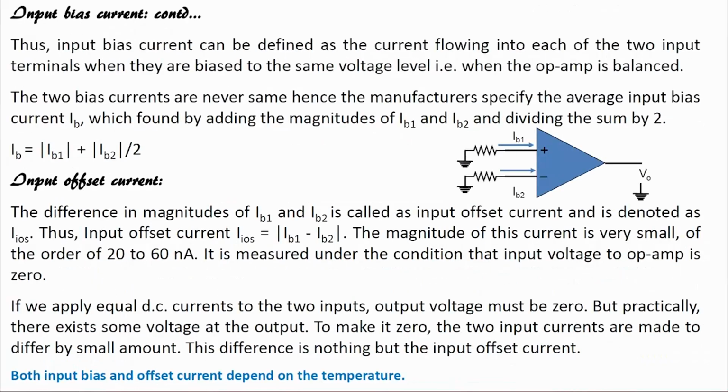So, how is input bias current measured? The input bias current is measured by using this formula, where IB equals mod of IB1 plus mod of IB2 by 2. Input offset current is the difference in the magnitudes of input bias currents IB1 and IB2, denoted by IOS. IOS equals mod of IB1 minus IB2. One very important point to remember is that both input bias and offset current depend on the temperature. If you change the temperature, you will find that the input bias and offset current also change.